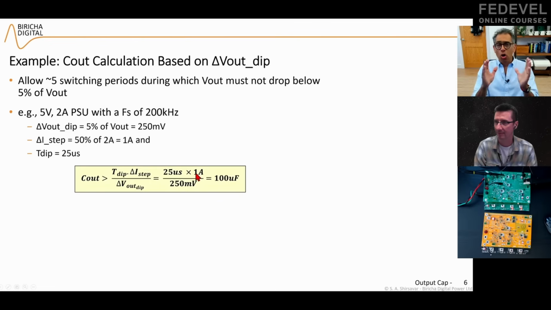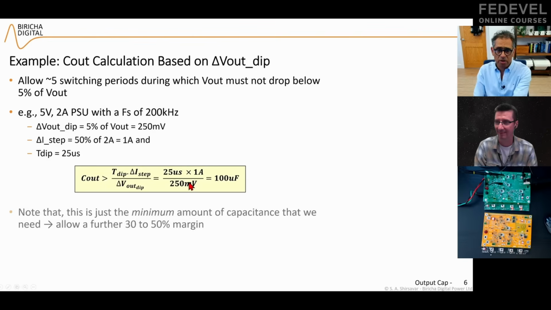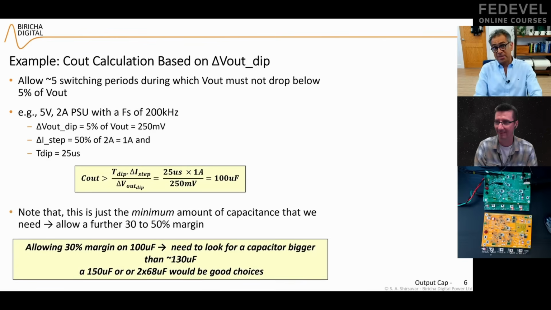Finally, how long do I have until my control loop kicks in and will start to recover? We said a good rule of thumb, 5 switching cycles. Well, for a 200 kilohertz power supply, 1 switching cycle is 5 microseconds because it's 1 over the switching frequency. 5 switching cycles would be 25 microseconds. So 25 microseconds times 1 amp divided by 250 millivolts, 100 microfarads. It's the minimum amount of capacitance that I need.